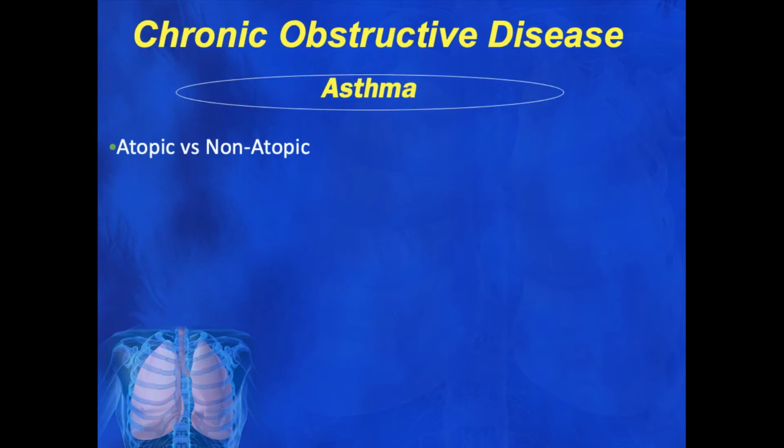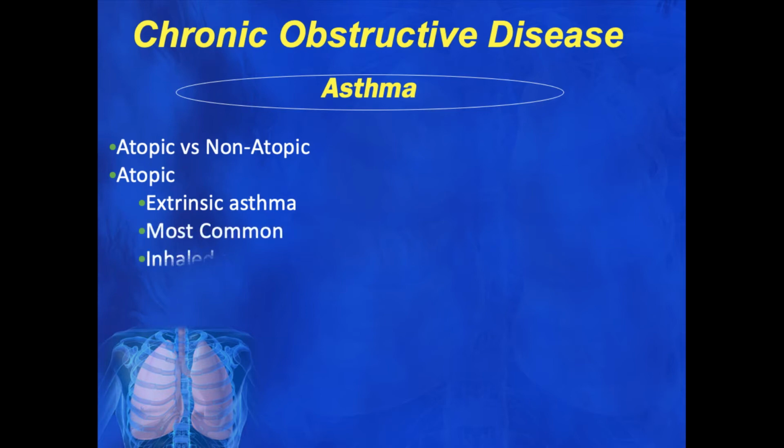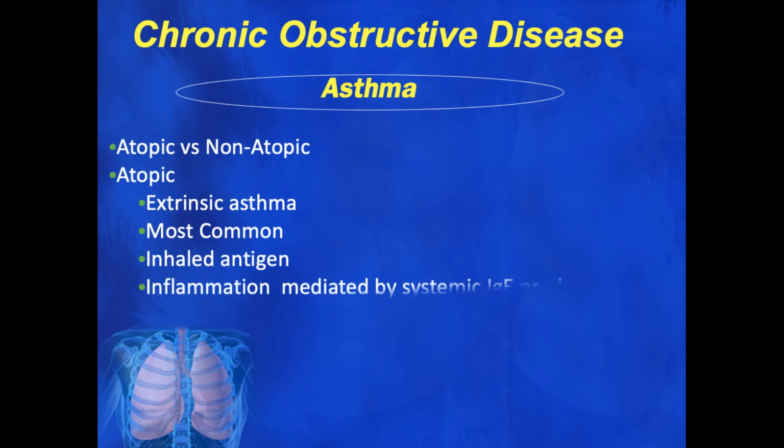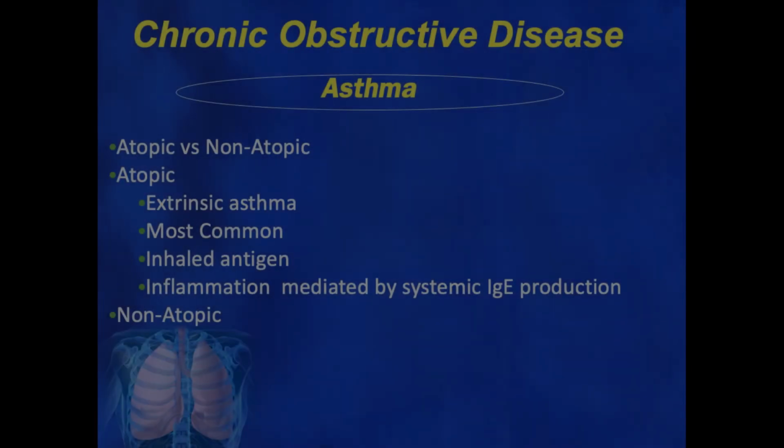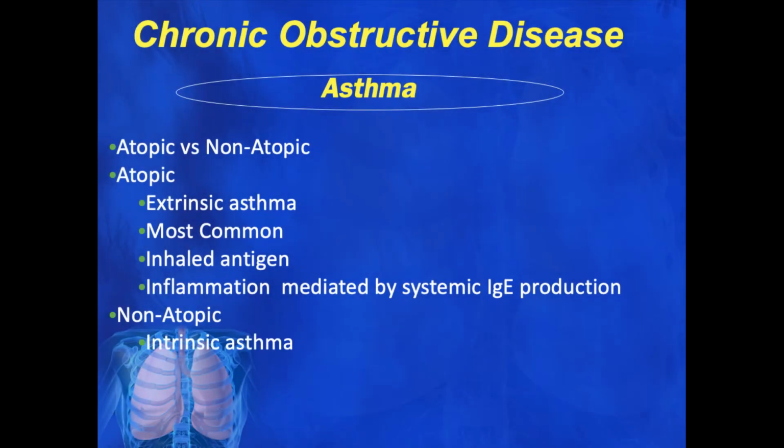So there's two types we're going to talk about, atopic versus non-atopic. And the first one, this is what we call an extrinsic asthma, and that it's the most common type, and basically what that means is something from the outside world, like an inhaled antigen, causes the asthmatic attack. So that attack is inflammation mediated by the IgE antibody production. Non-atopic asthma is an intrinsic asthma. We don't understand this as much. It's not as common, but it's not from an inhaled antigen. So it's not like the person has allergies and it creates an asthma attack.